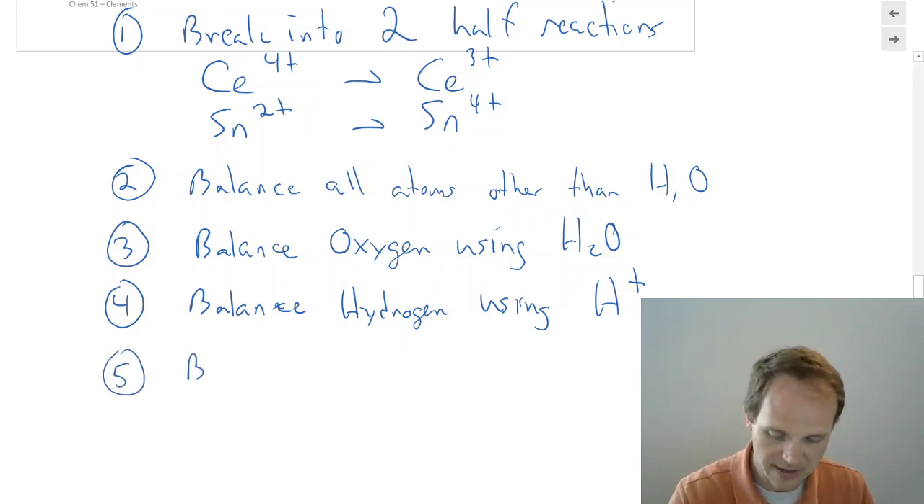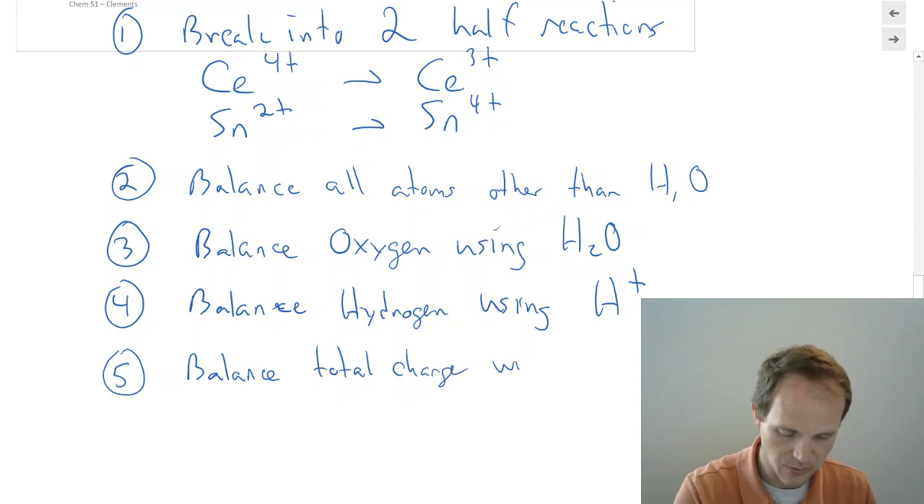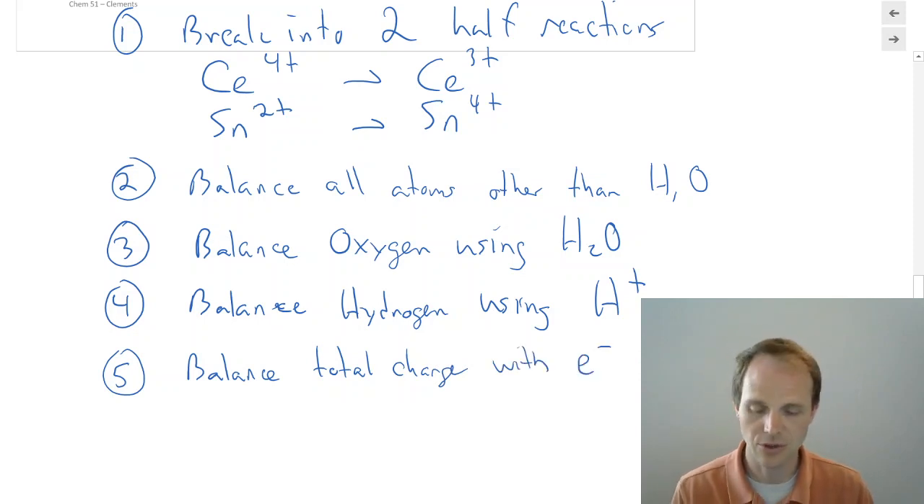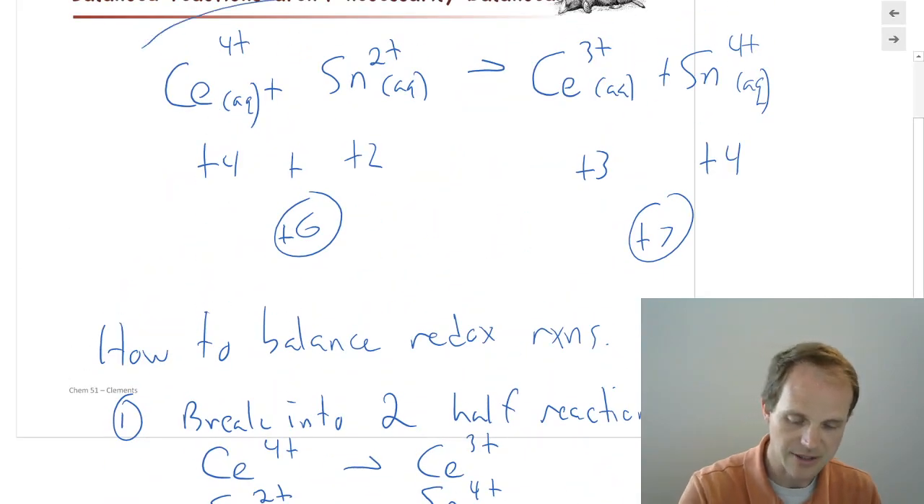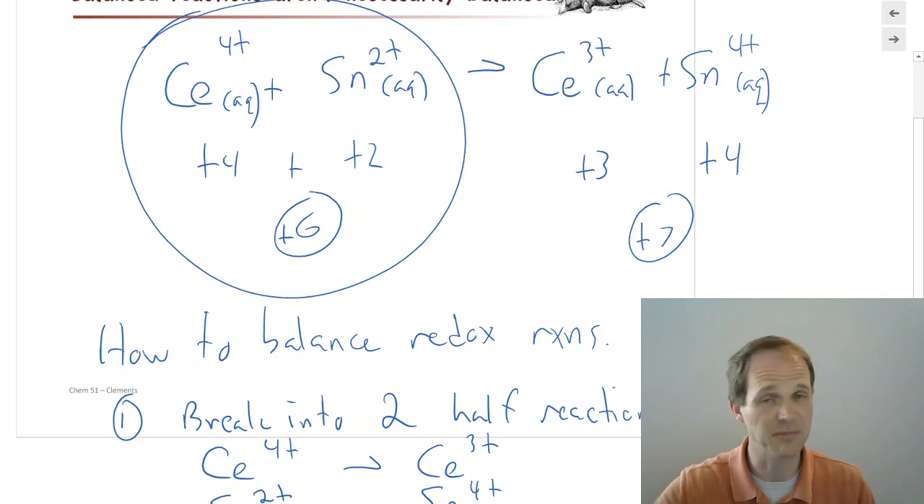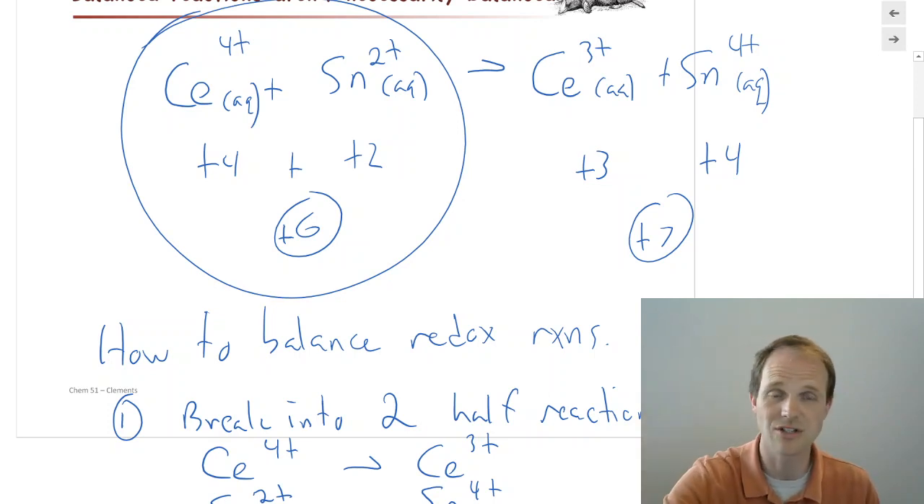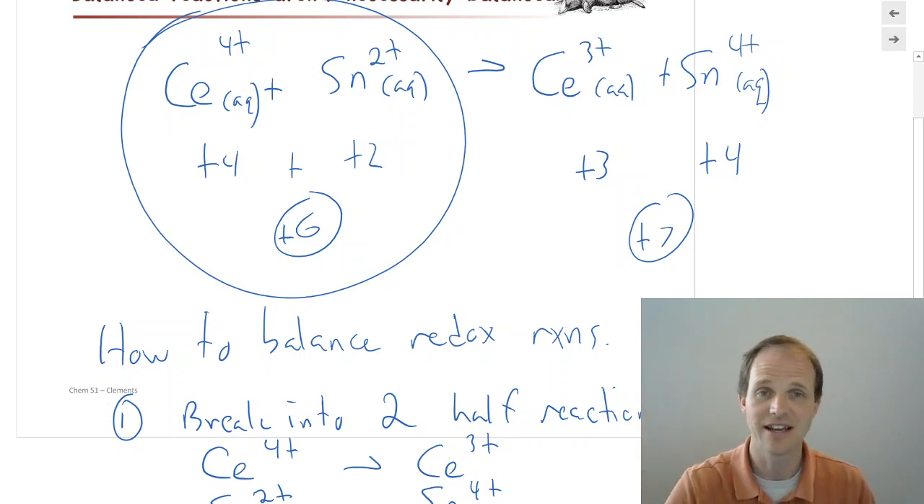We're going to balance total charge with the electrons. Okay? Balance total charge with electrons. What do I mean by total charge? I mean what I did up here was I just took the total charge. I added up literally just the charge on this, the charge on that, not the oxidation states. In this case, they're the same.